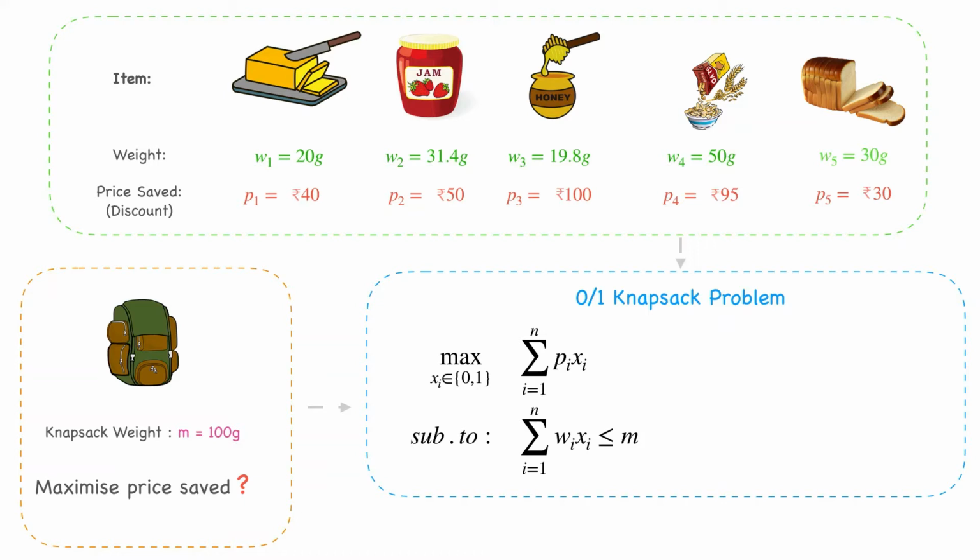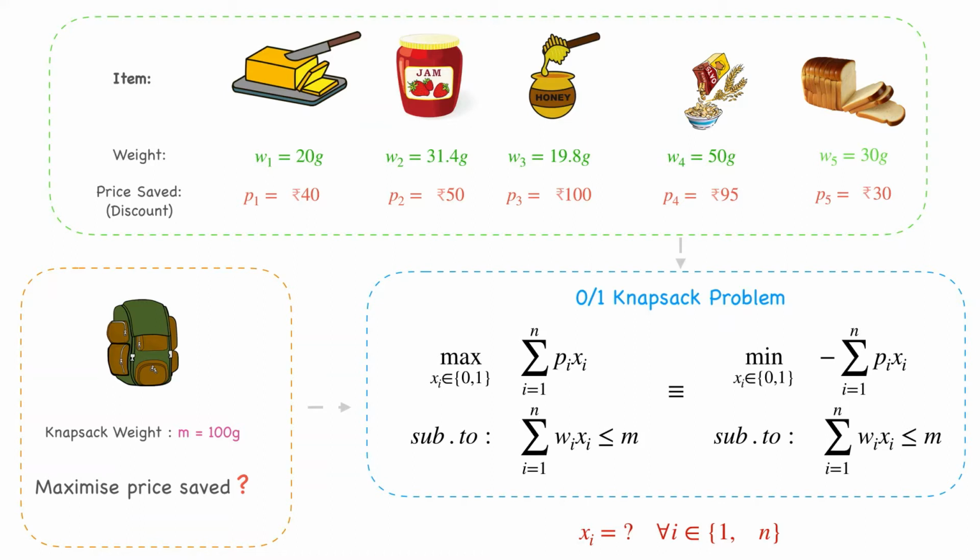In branch and bound, we generally don't solve this as a maximization problem, we solve it as a minimization problem. So this problem can be converted to a minimization problem as follows. Maximizing any function is equivalent to minimizing the negative of that function. So maximizing sigma pi xi is equivalent to minimizing minus of sigma pi xi.